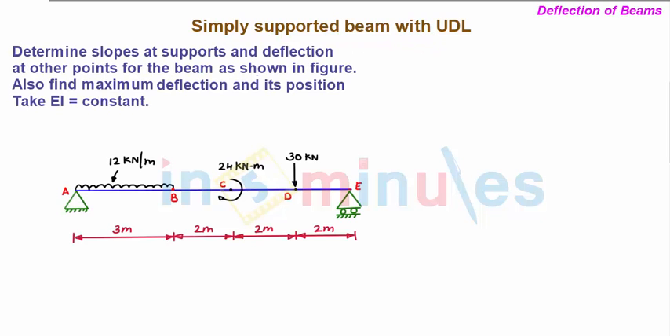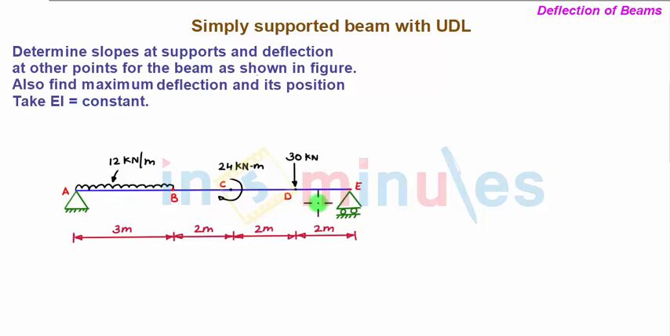We take a problem on deflection of beams, and we consider a simply supported beam with UDL. The problem statement is: determine slopes at supports and deflection at other points for the beam as shown in the figure. So this is a loading diagram of a beam which is given in the problem. Also find the maximum deflection and its position. Take EI, which is flexural rigidity, equal to constant.